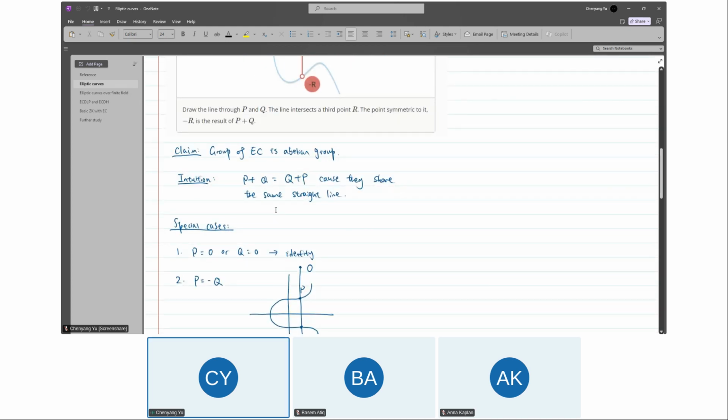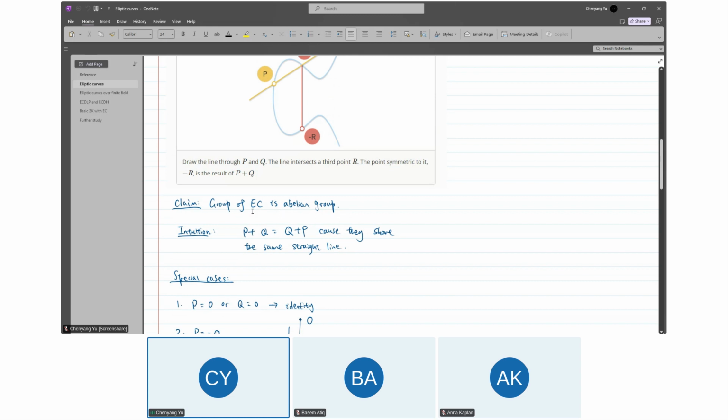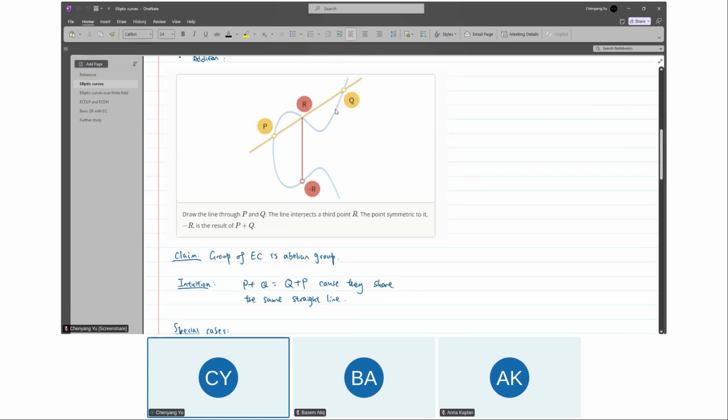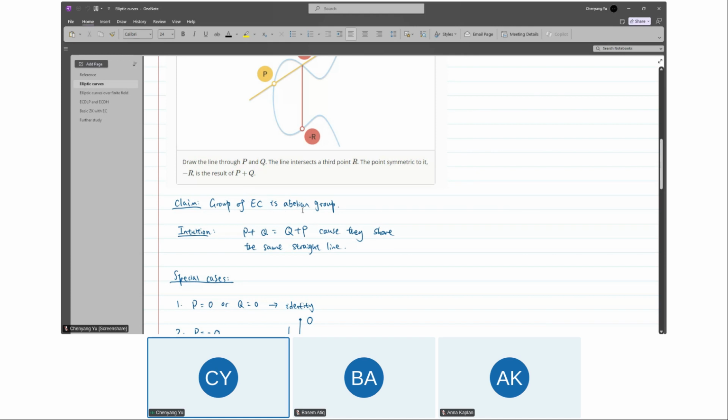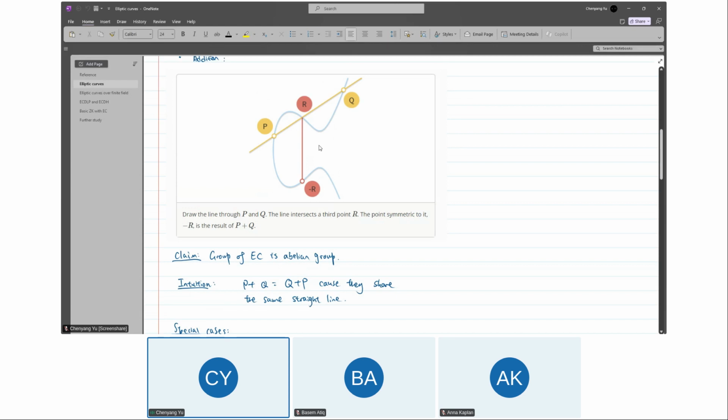One thing that you should remember is that with this addition definition, this group is an abelian group. How do you prove it? The intuition is pretty easy. You can see from the graph that P plus Q equals Q plus P. This is the geometric interpretation. You can see that for P plus Q, the intersection is R, and for Q plus P, the intersection is R again. So they are the same.